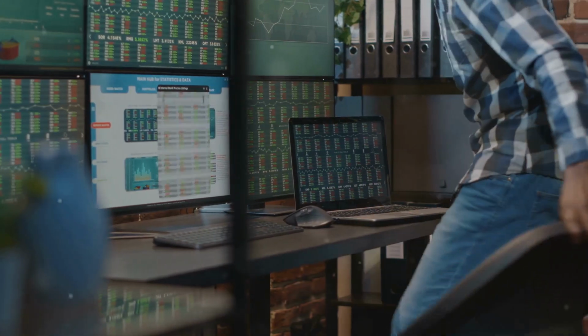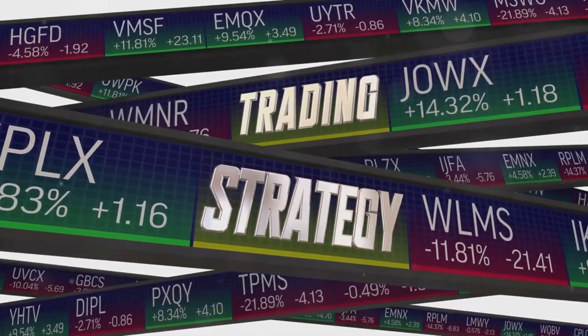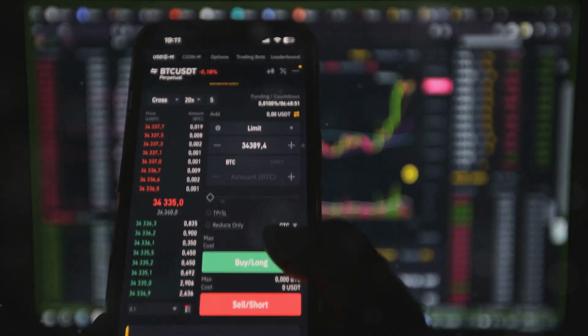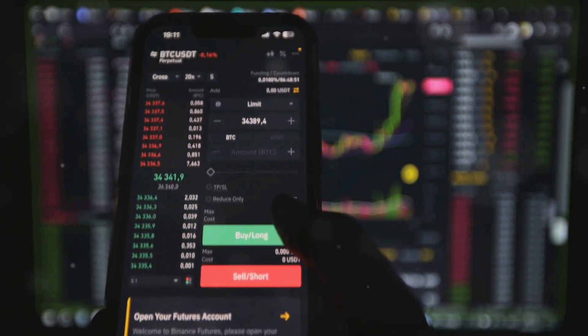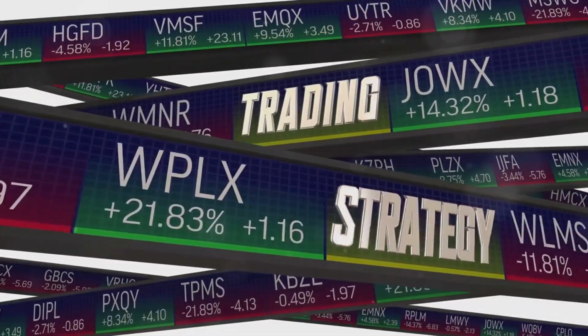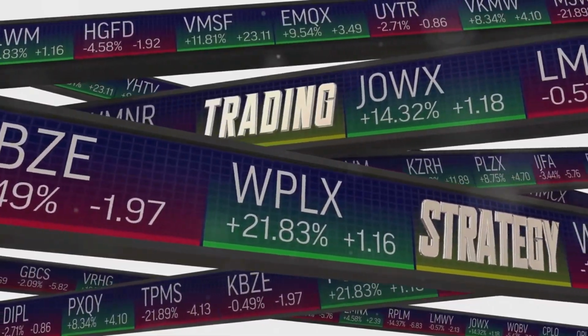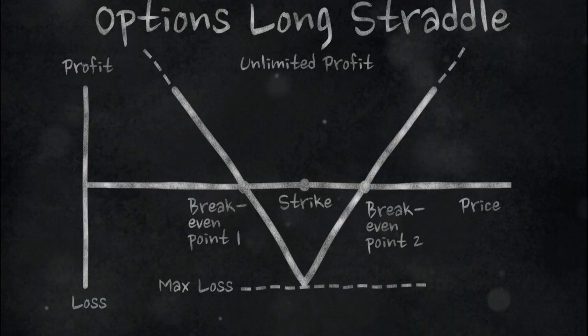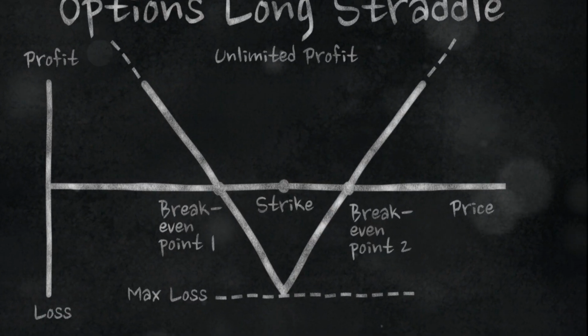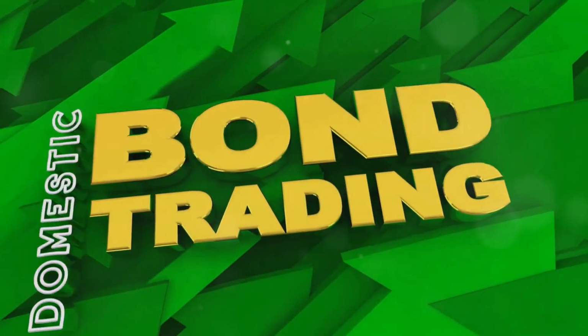Common option strategies include 1. Protective put, combining a long position in a security with a long put option. 2. Covered call, selling a call option while owning the underlying stock. 3. Protective call, buying a call option to protect a short position. 4. Collar, combining a long put with a short call to limit gains and losses. 5. Straddles, combining a long put and a long call with the same strike price and expiration.